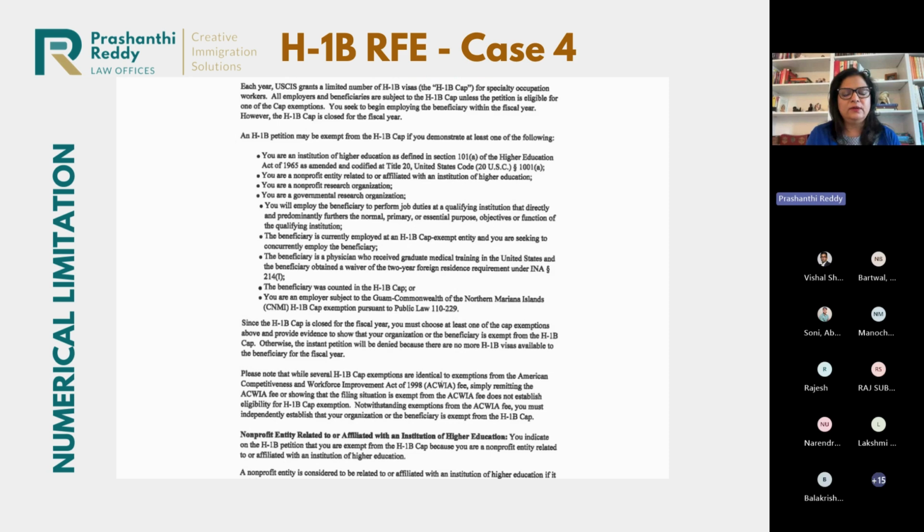So they're saying that you have filed for a cap exempt, and obviously the registrations are closed for this year, but we're not convinced that you're actually cap exempt. In this case, it's a little complicated because this is a nurse case and a consulting company is filing for a nurse. So the end client is cap exempt because they are a hospital, but they are cap exempt because they are a non-profit organization related to an institution of higher education.